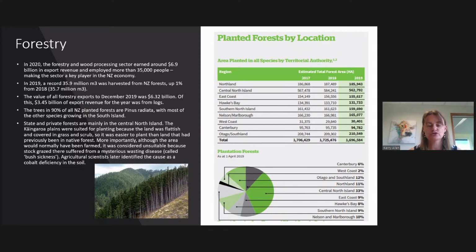Okay, our most common tree planted is Pinus radiata, or the pine tree, and 90% of that is from that tree. We do have other species growing, such as Douglas fir, but predominantly we export Pinus radiata. Okay, so you can see down the bottom, looking at the planted forests, the little circle graph at the bottom, showing you where those predominantly are. So see 33% is centred in the central North Island. So that's what we'd call the Central Plateau.